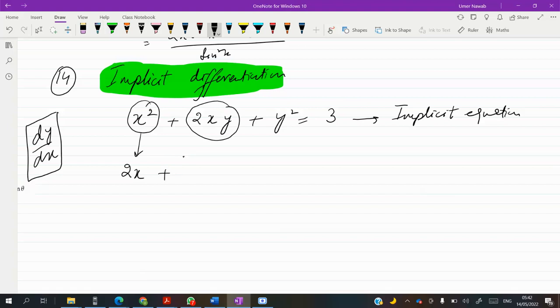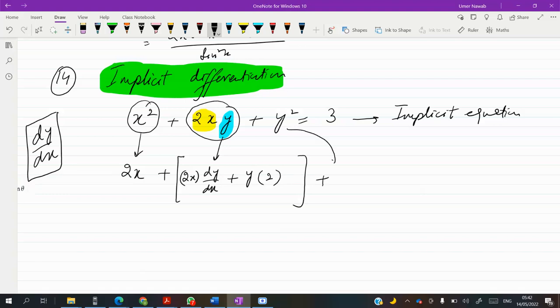Basically, I need to apply the product rule. I have two terms, 2x and y. So apply the product rule, which I have just discussed with you. Keep the 2x as it is. The derivative of y is not 1, it is dy by dx. Then you leave y, and the derivative of 2x is just 2.